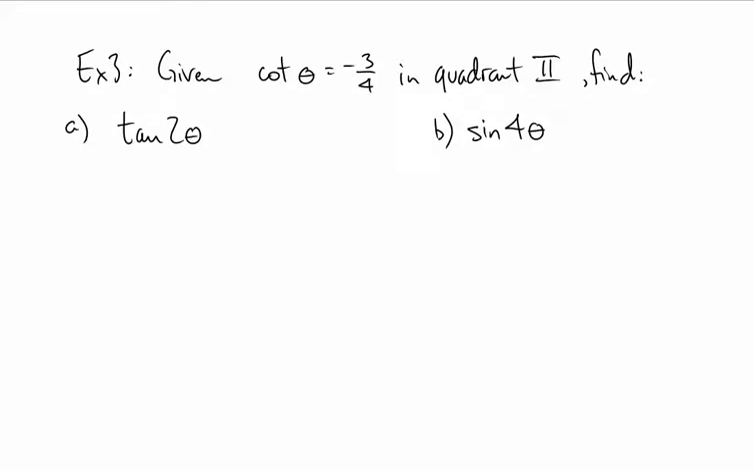All right, we've seen problems like these. This time I'm told cotangent in a quadrant and find tangent and sine. What I'd like you to do is pause. I'd like you to write theta in standard position. I'd like you to look at the identity for tangent of double angles and try to do a replacement and see how you do, then check back.